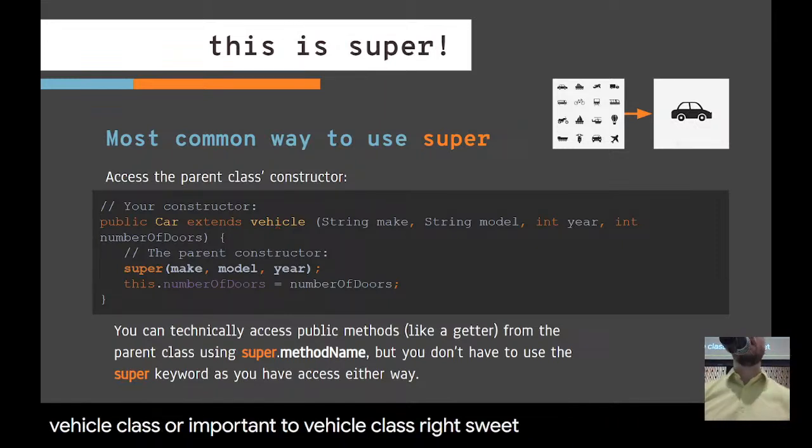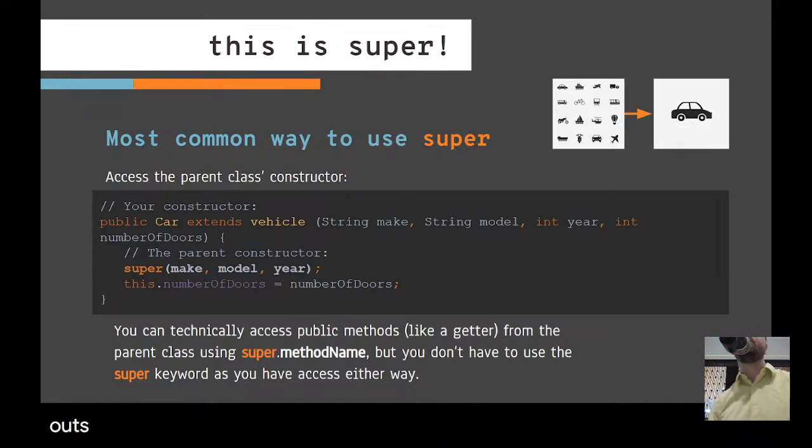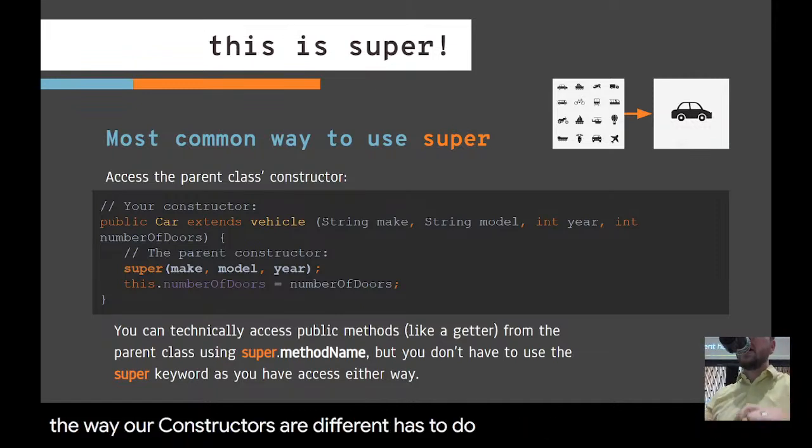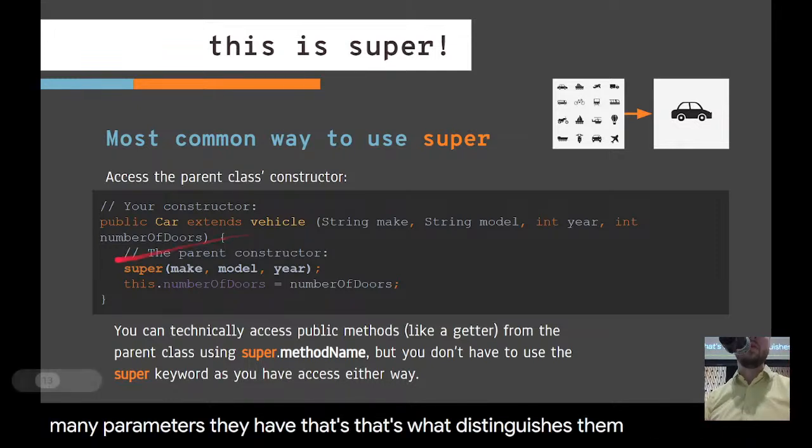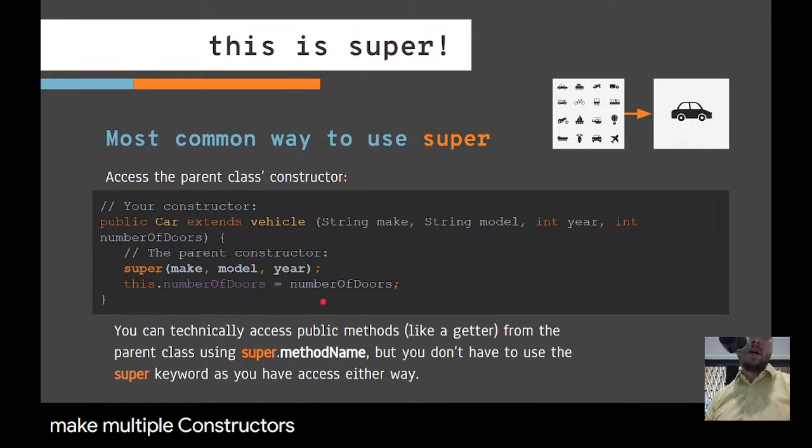Right. Sweet. Other questions, call outs, anything? Yes. Yeah, so we can make as many constructors as we want, and the way our constructors are different has to do with how many properties or how many parameters they have. That's what distinguishes them.